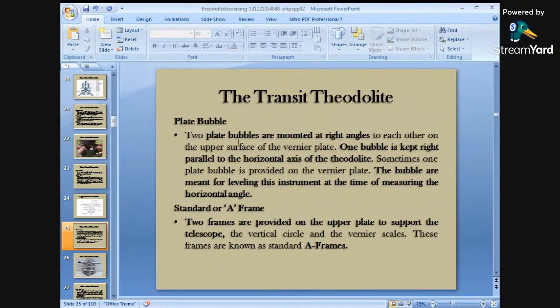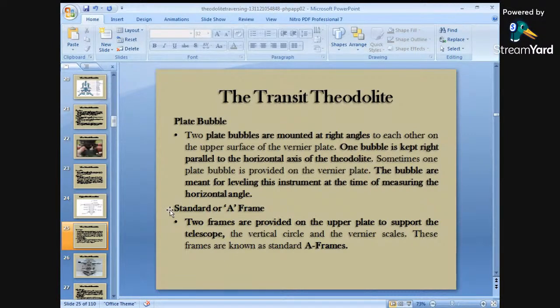Then there is a plate bubble. Two plate bubbles are mounted at a right angle to each other on the upper surface of the vernier plate. One bubble is kept parallel to the horizontal axis of the theodolite. Sometimes only one plate bubble is provided on the vernier plate. The bubbles are meant for leveling the instrument at the time of measuring the horizontal angle. So the basic reason why we provide plate bubbles is that whenever you take an observation, the basic aim is that the line of collimation should be perfectly horizontal. In order to check whether it is horizontal or not, bubbles have been provided.